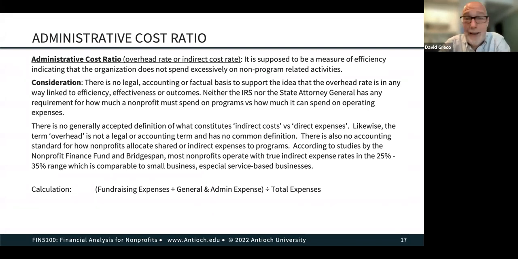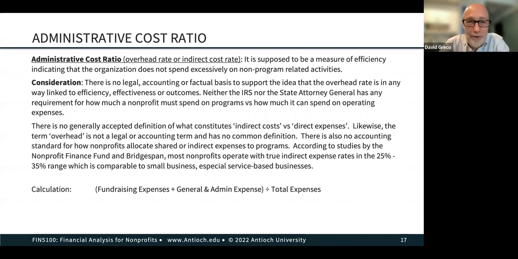But you see a lot of groups out there saying, we spend 90 cents on every dollar on program. We spend 99 cents on every dollar on program, right? That's rarely true. It just means you're much better at allocating all those indirect costs to programs. You're just good at shifting the numbers around.